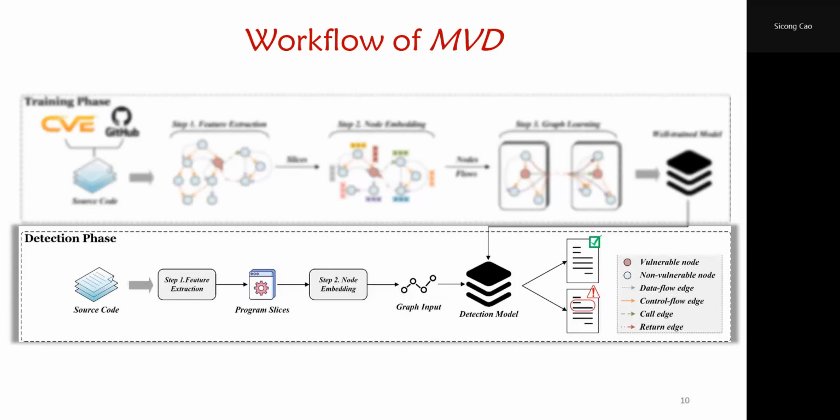For the detection phase, with interprocedural analysis, the control and data dependence of a target program is first extracted for program slicing, capturing program semantics related to memory usage. Then, for each slice, both its unstructured and structured information are used as graph input to feed into the well-trained detection model for vulnerability detection. We will discuss the details of each part in our approach.